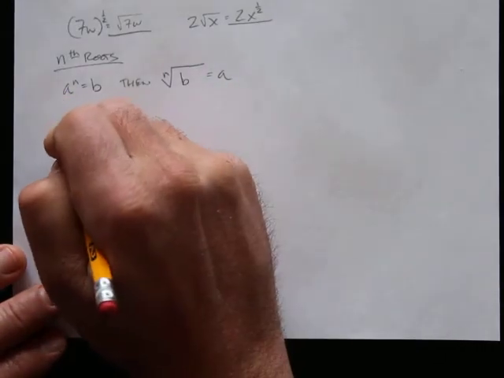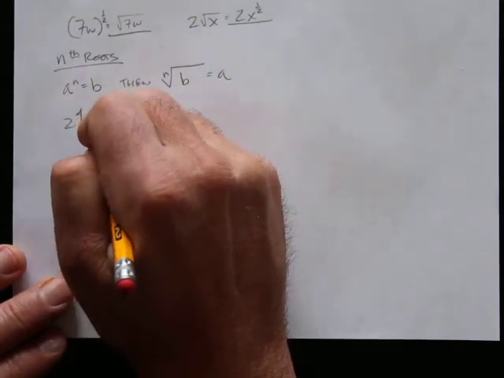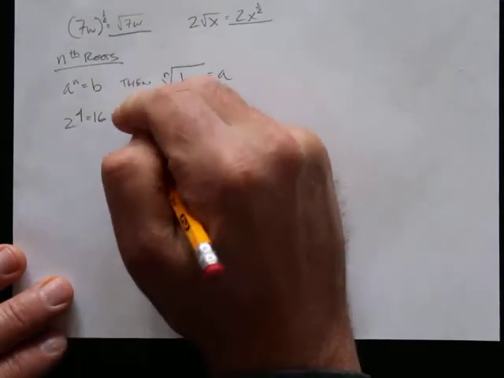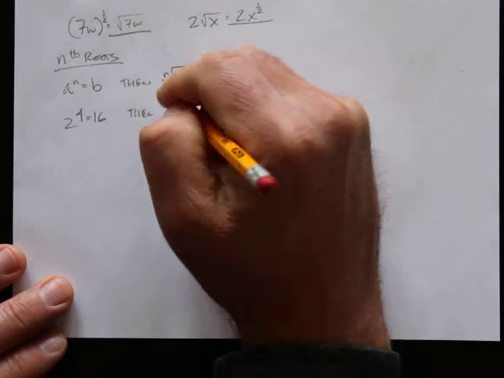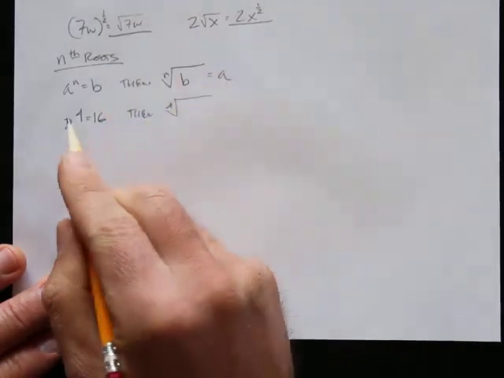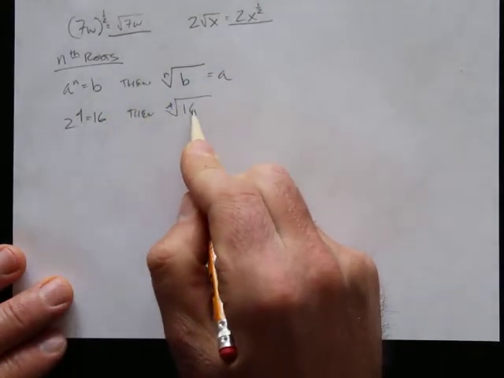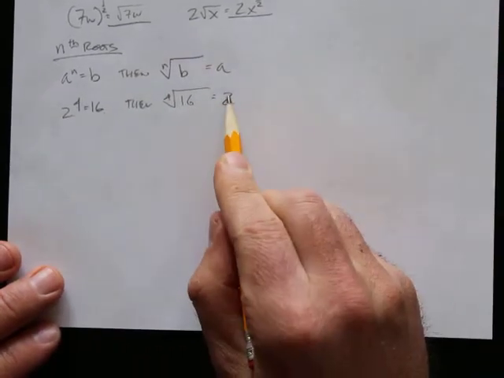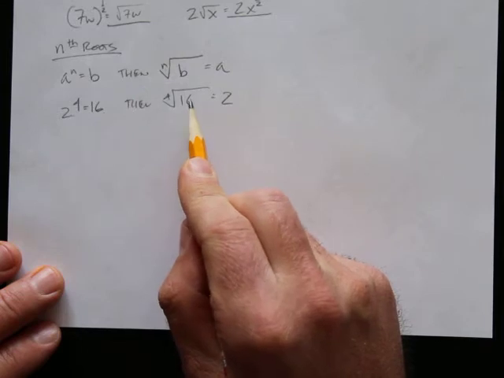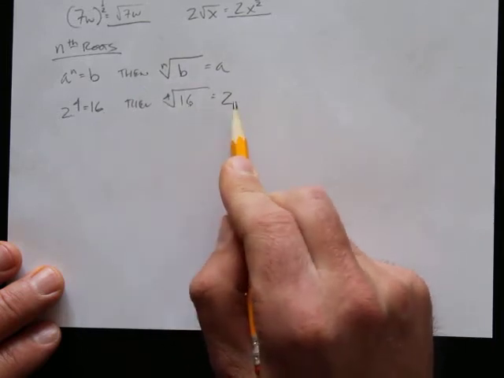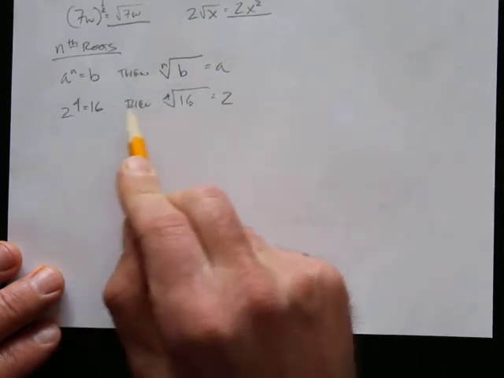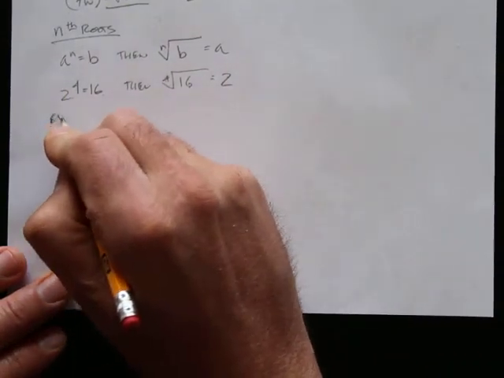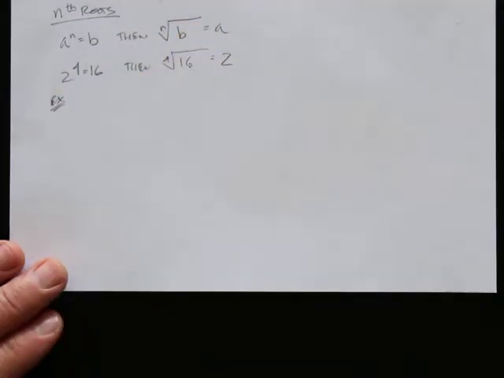So if I have 2 to the 4th power equals 16, so 2 times 2 times 2 times 2 equals 16, then the 4th root of 16 equals 2. 2 to the 4th power is 16. The 4th root of 16 is 2. So that's how that works here. So let's see if we can do some examples.